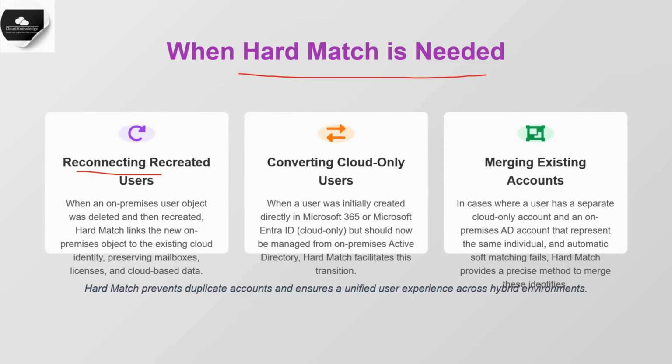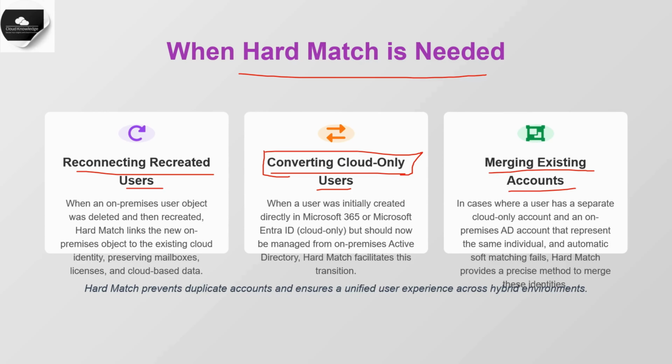First, reconnecting or recreated users. For example, if a user that was syncing from your on-premises to the cloud has been disconnected, you can use a hard match to match both immutable IDs, and it will start working again. Second, converting cloud-only users. If you have a user that already exists in the cloud and want to make it a synced user, you first create the same user on-prem, then with the help of the immutable ID you can convert this cloud-only user into a synced user.